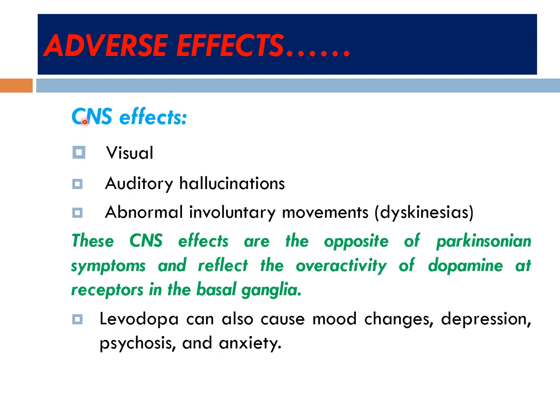Then the effects which are related to the CNS are visual and auditory hallucinations, as well as abnormal involuntary movements which are called dyskinesias. These effects are opposite to that of Parkinsonism and reflect the overactivity of dopamine at the receptors at the basal ganglia. So, as if we are giving the patient the treatment for Parkinson's disease, which is levodopa, and if it is given for a prolonged period of time, it can cause an increase in the overactivity of the dopamine.